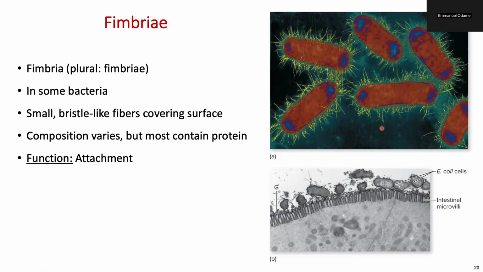And now, lastly, we have fimbriae. Fimbriae are present in some bacteria. They are small, bristle-looking fibers covering the surface of the bacteria, and as we can see in this example, you can see fimbriae all over the bacteria itself. The composition varies, but it's mostly made up of protein.